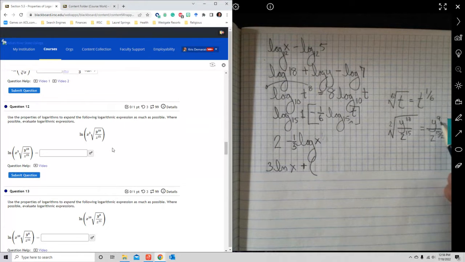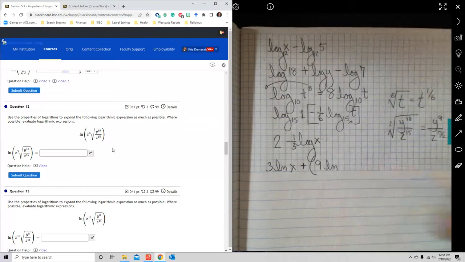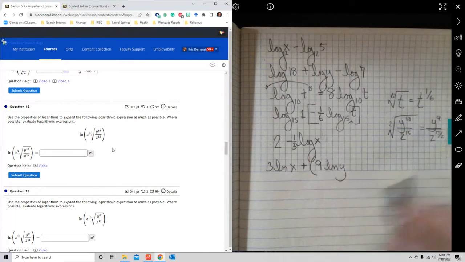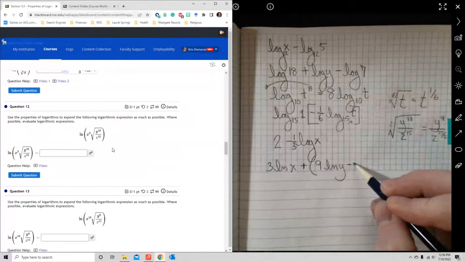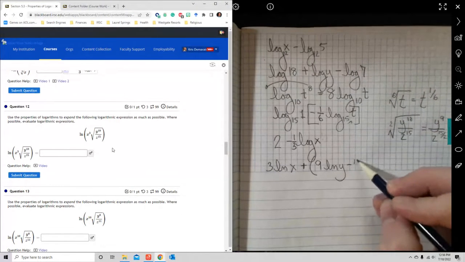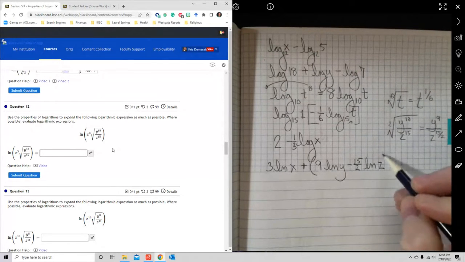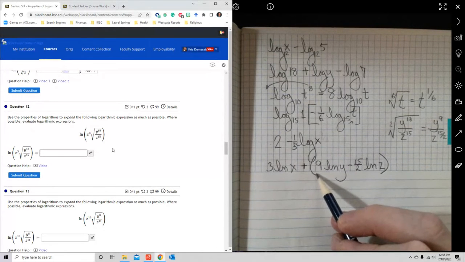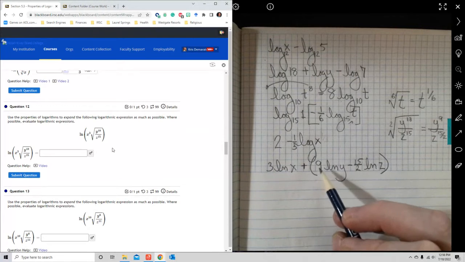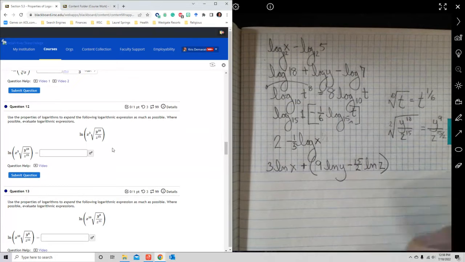Now I'm going to go ahead and split this up into being now 9 ln of y. See, because I brought this down, and then I'm going to put minus, and then I'm going to put the 15 halves, and then the ln of z, and leave it like that. Now I could do away with the parentheses, and I don't really need those parentheses, but it doesn't hurt, because there's one big grouping.